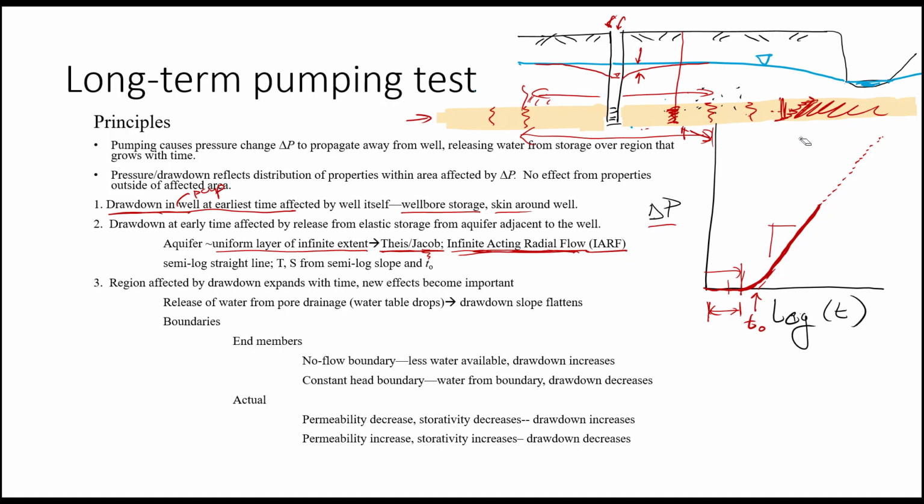But if it hits a boundary where the aquifer is no longer present, then the drawdown will need to increase faster than it would otherwise in order to remove water from storage, because we're assuming that we're pumping here at a constant rate. So if the drawdown hits a boundary that is a no flow boundary or an edge of the aquifer, then the drawdown is going to need to increase compared to what it would be if the reservoir was infinitely acting.